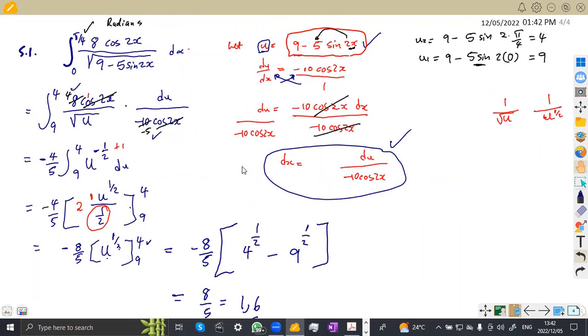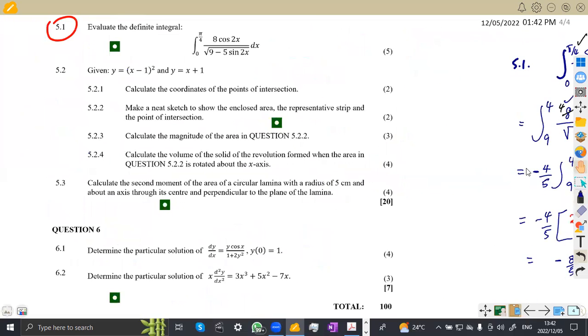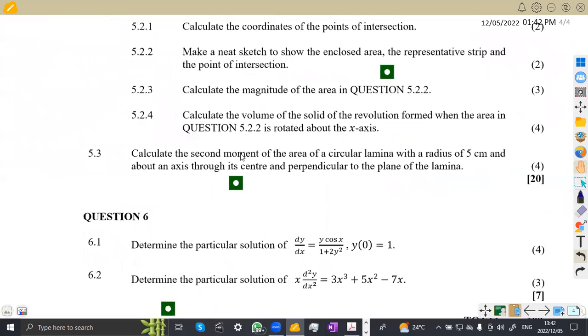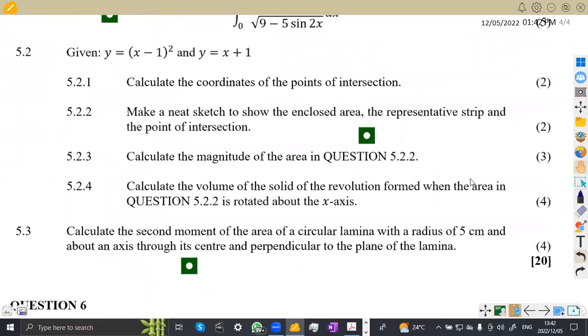As you can see, we had to use substitution and we had to apply also the change of limits on this part, so that it helps us to avoid a lot of working or a lot of calculations in the question. All right, so that's what we had. We're going to move on to the other part of the question, which is 5.2, where we are given two curves. The curve of y is equal to x minus 1 squared, and the curve of y is equal to x plus 1. And from these two curves, we are asked to calculate the coordinates of the point of intersection, as we know that at the point of intersection, these two graphs are equal.